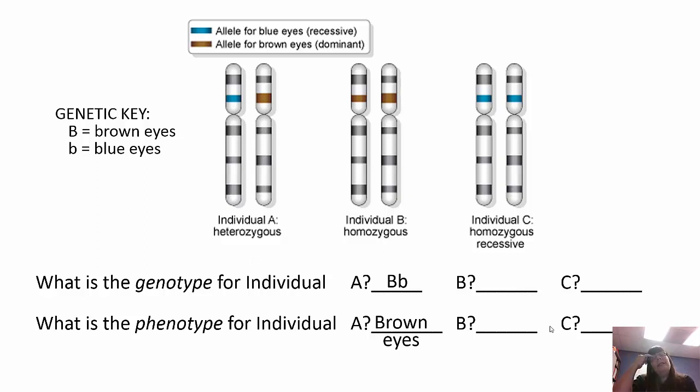Individual B is homozygous. So what does that tell you? There's two brown alleles. So the genotype would be big B, big B. The phenotype would be brown eyes again. Now individual C is homozygous recessive. So you have two blue alleles. So the genotype would be little b, little b, and the phenotype would be blue eyes.